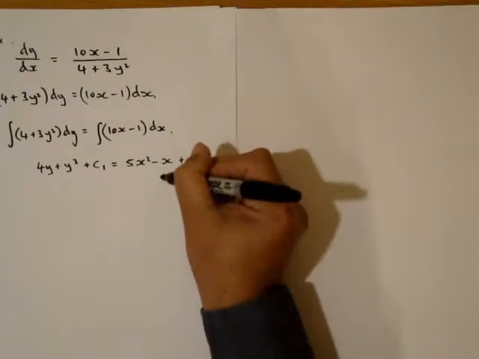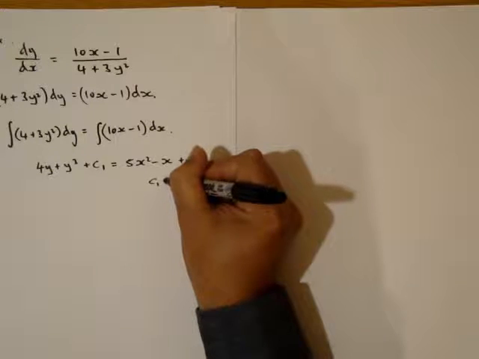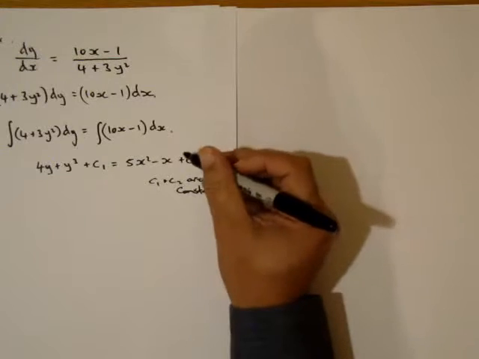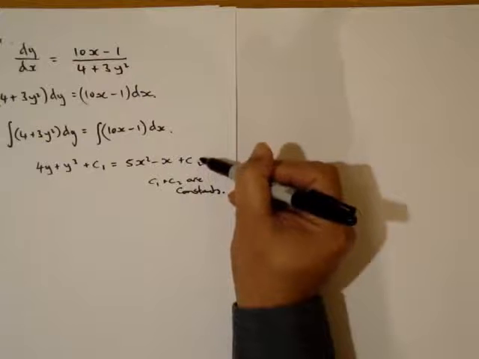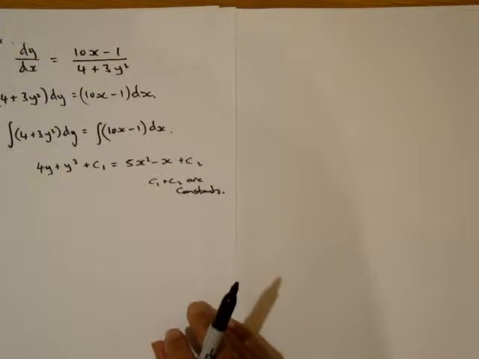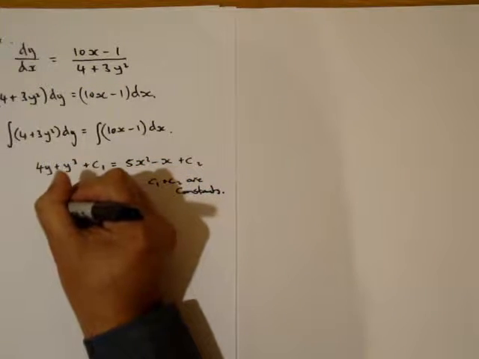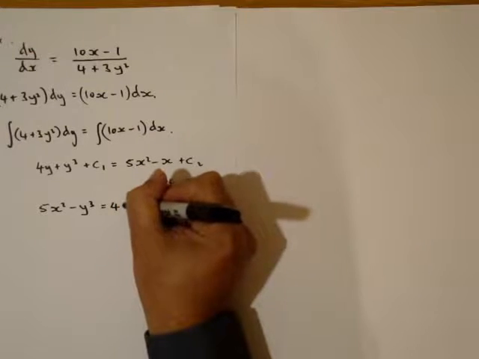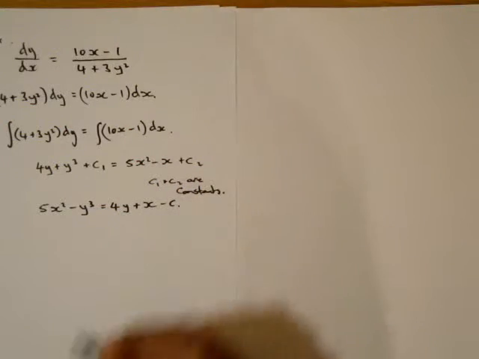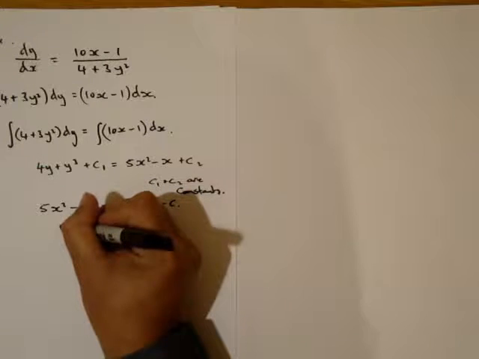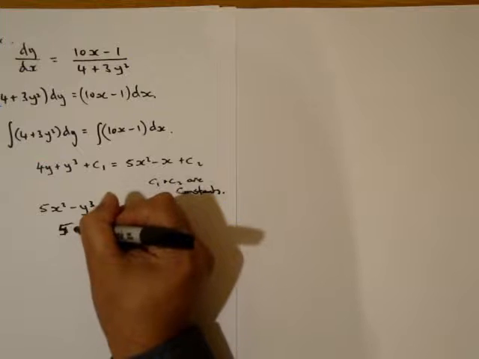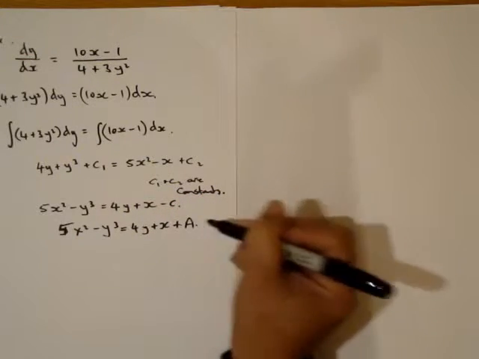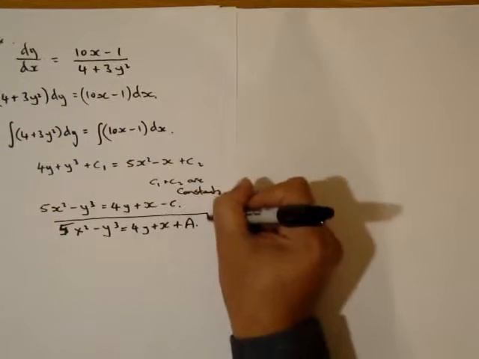Now C1 and C2 are constants, and C2 minus C1 is also a constant, so really we could just have one constant by itself. So this then becomes, on rearranging, 5x squared minus y to the power 3 equals 4y plus x minus c, where minus c is a constant. So this is 5x squared minus y to the power 3 equals 4y plus x plus a, where a is a constant, and this is called a general solution.